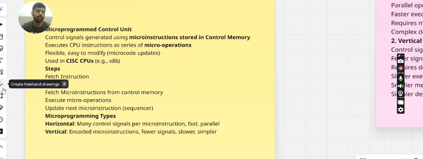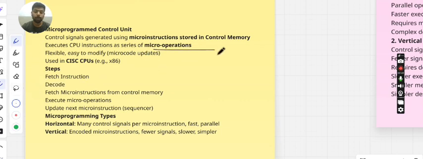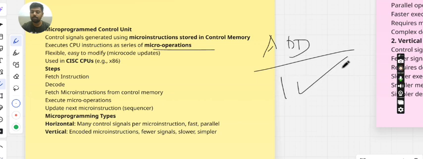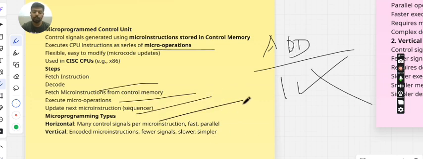Why do we need micro instructions and micro operations, you may ask. For example, if you give an instruction to the computer like add, you may think that the computer will perform the add in one single go, but that is not what happens. That is completely wrong. The computer needs several micro steps to perform this one step.